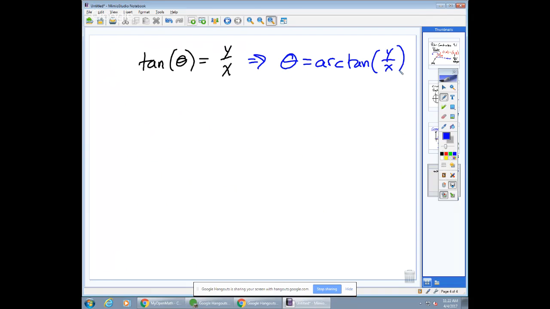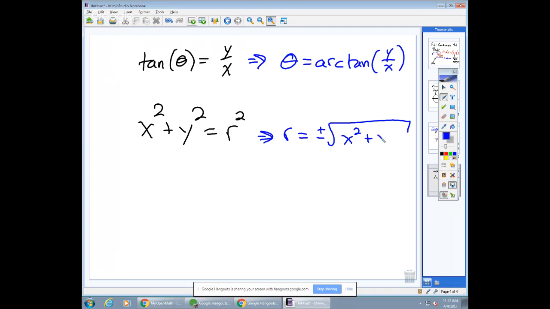Otherwise, I know the unit circle formula in rectangular coordinates. That's going to be x squared plus y squared equals r squared. And so that tells us that r is either plus or minus the square root of x squared plus y squared. And this is where it gets weird.